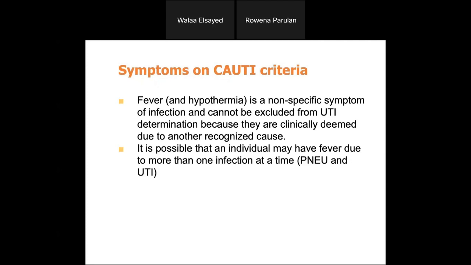But for the fever, there can be more than one reason for having it. For example, if the patient has pneumonia or, God forbid, a central line or bloodstream infection, he can have a fever. But we cannot exclude fever. We cannot say that this fever is because of XYZ reason. We have to include fever inside our criteria for defining the CAUTI when the patient has a catheter in place for more than 2 calendar days.